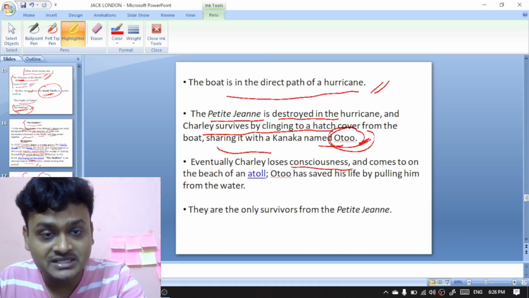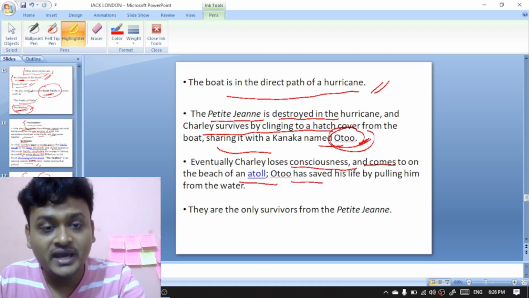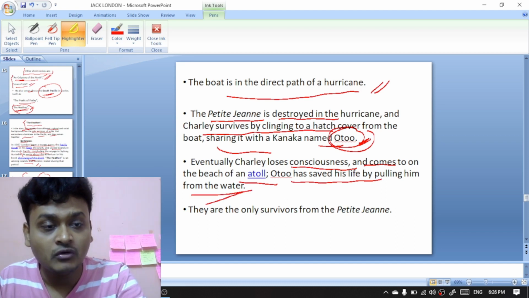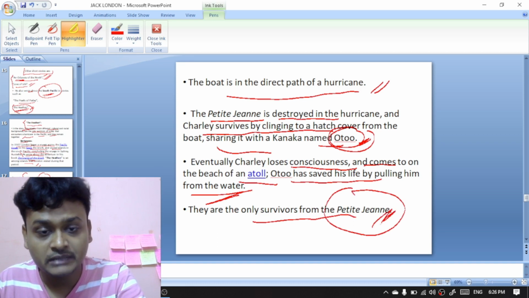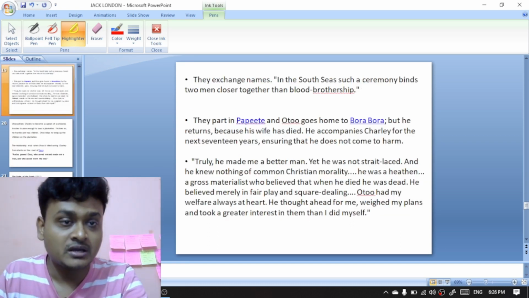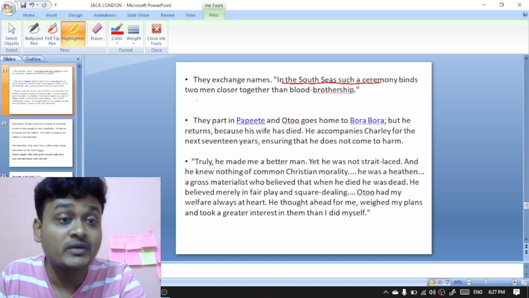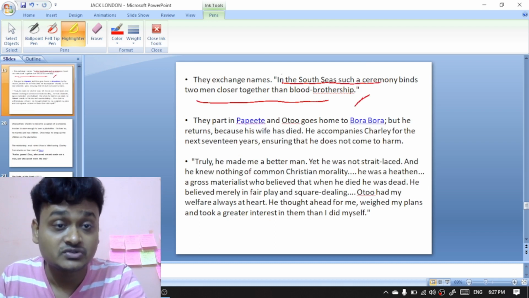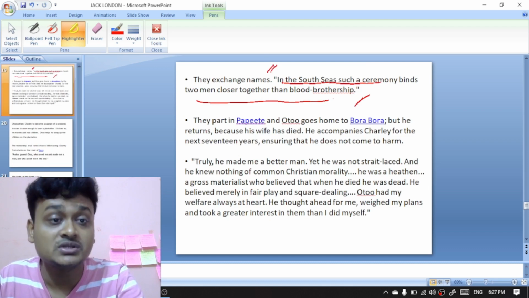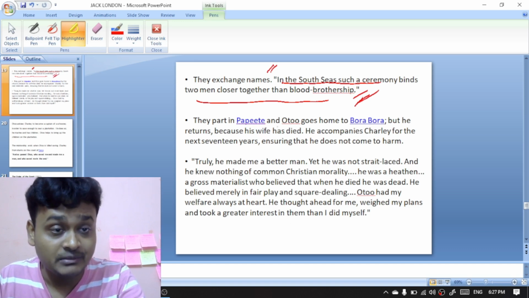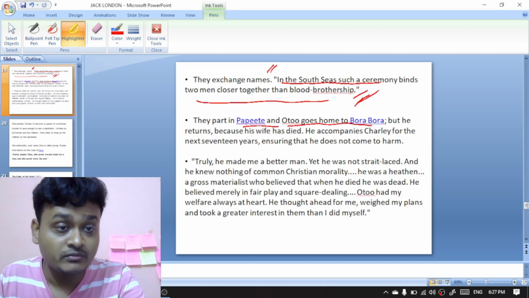Eventually, Charlie loses consciousness and comes to on the beach of an atoll, and Otto has saved his life by pulling him from the water. They are the only survivors from the Petite Jim. They exchange names, which in the South Seas is a ceremony that binds two men closer together than blood brotherhood. And they part in Papeete, and Otto goes home to Bora Bora, but he returns because his wife had died.